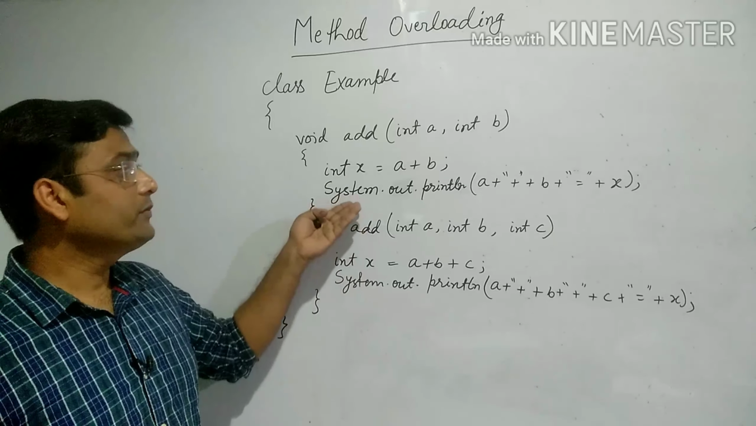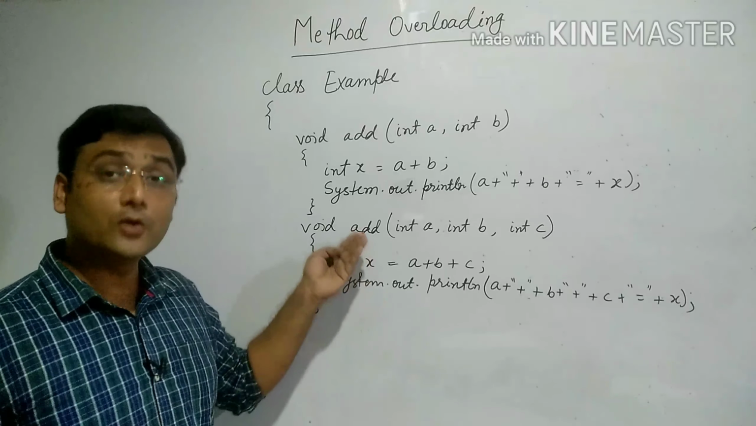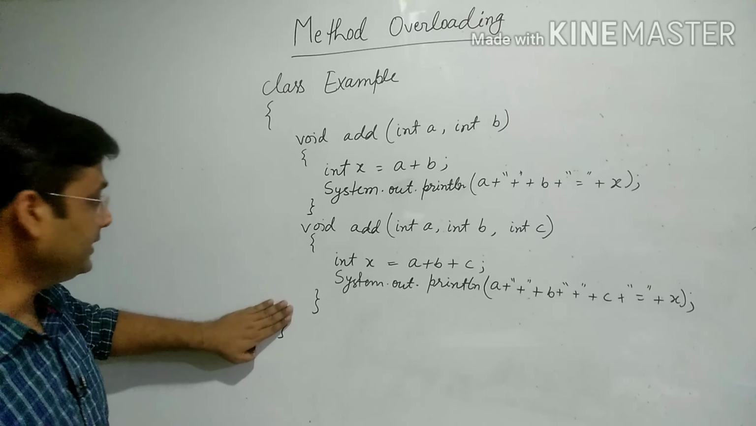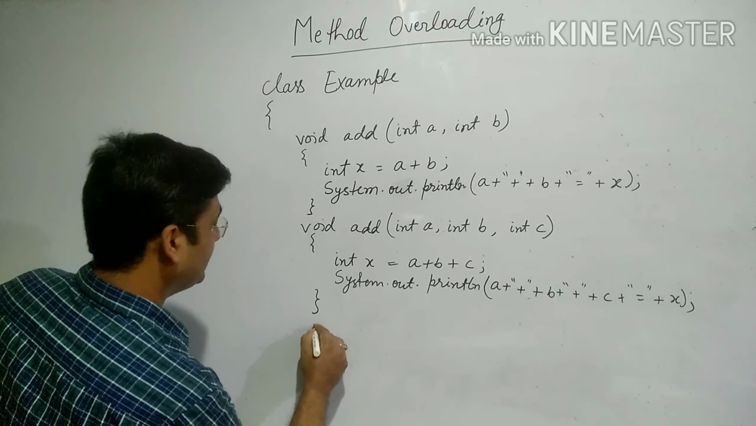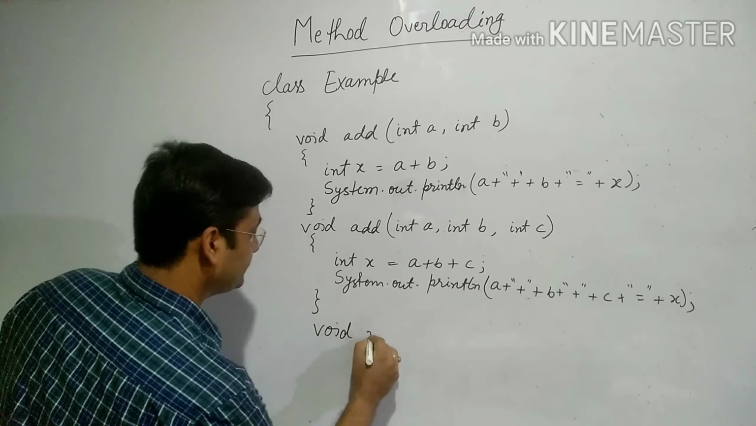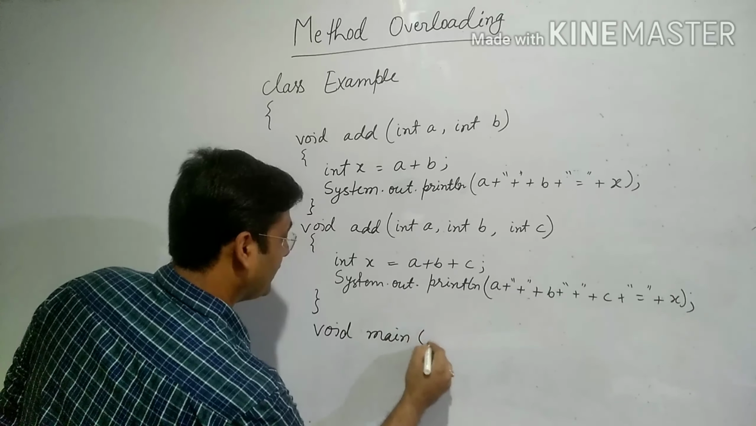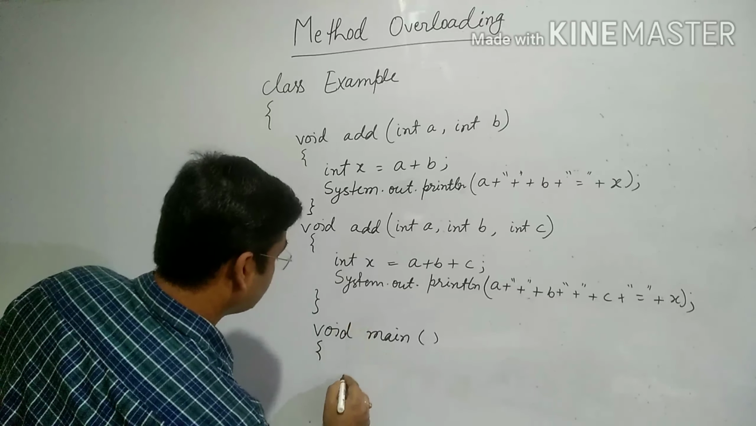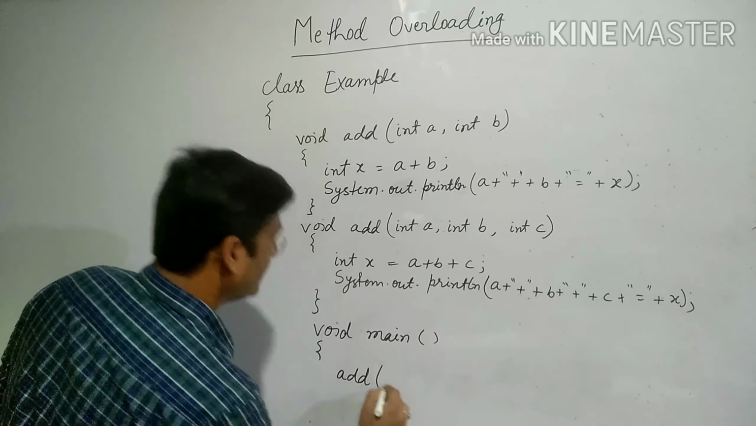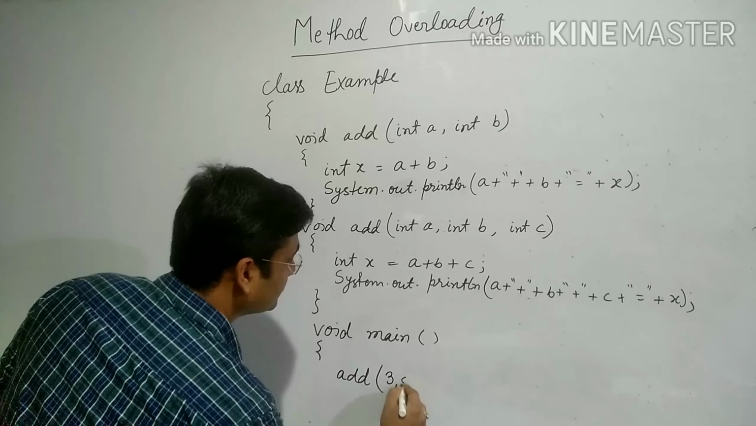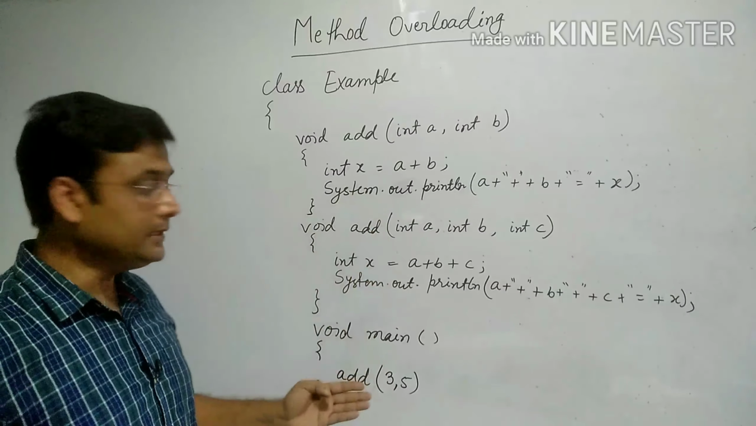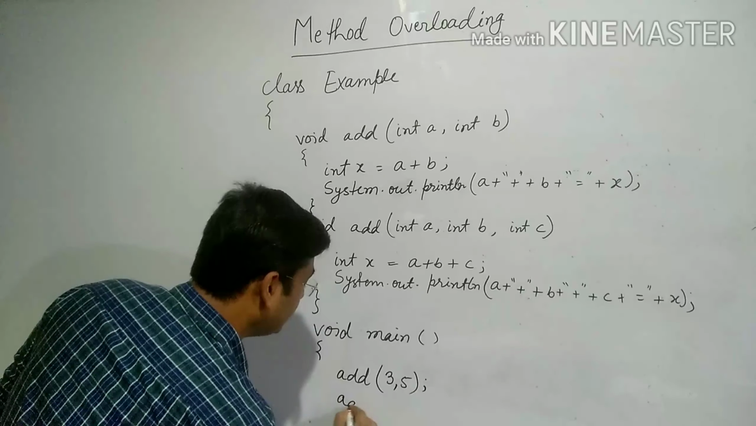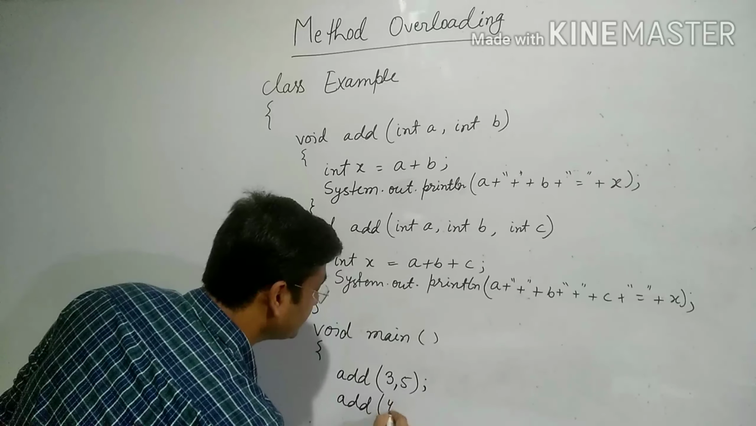Okay, so now we will try to execute this. How will we call these methods? Now we have to understand this. For understanding this, I am writing another method, main. In this main method, I am calling these two methods. First add, in which I am passing two parameters. And in the other, I am passing three parameters.